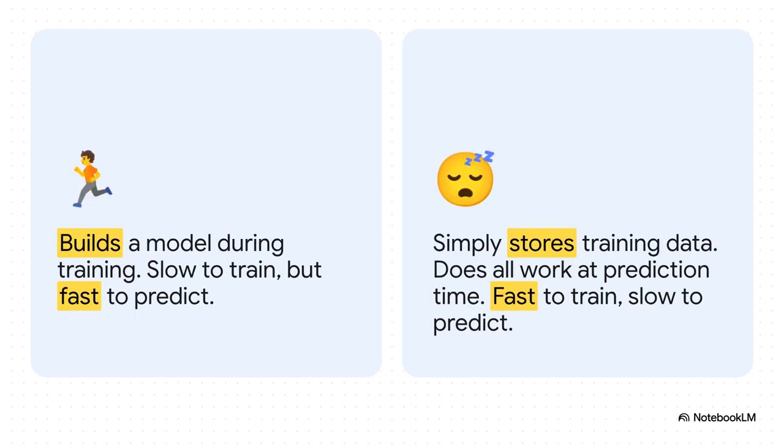And get this, it's also what we call a lazy learner. I love this term because it's so perfect. See, most algorithms are eager learners. They do all their homework up front, building a complex model. But KNN, it does absolutely nothing. It just memorizes all the training data and then chills. It doesn't do a single bit of work until the very last second when you ask it for a prediction. It's the ultimate procrastinator of the machine learning world.